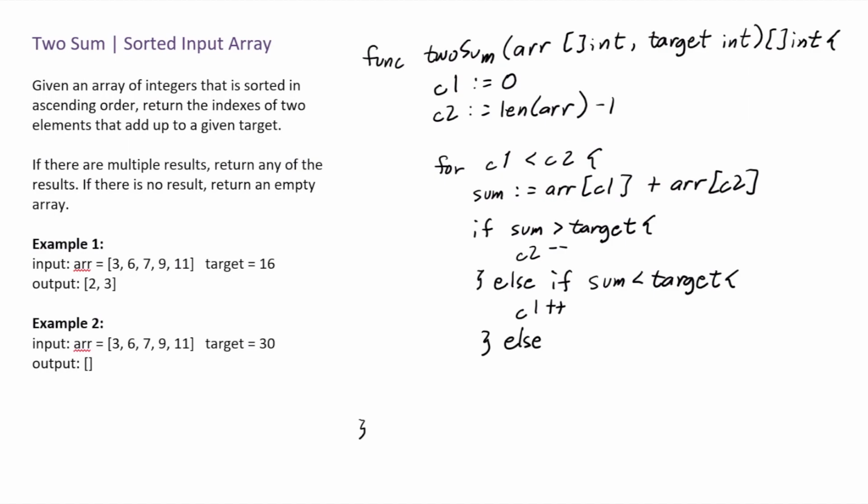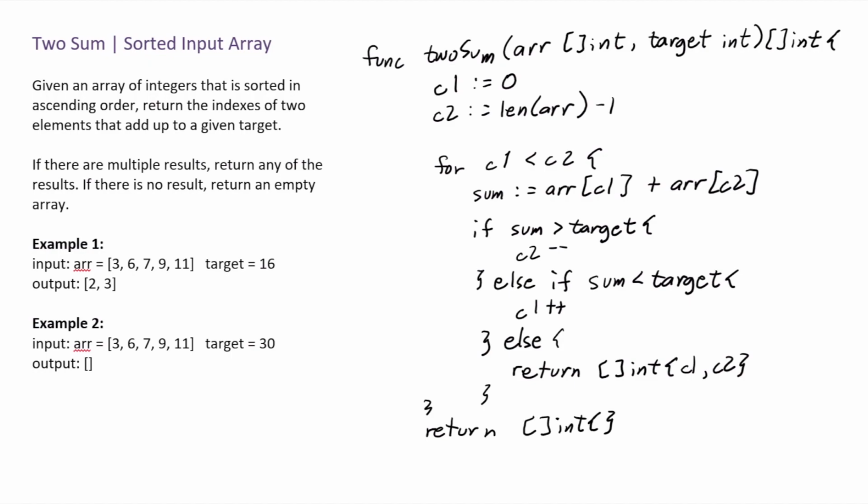Else, we have found our solution already. So return int C1 and C2. Let me just move this down. In case C1 and C2 are already pointing to the same element, then we already know that there is no solution to this problem. Then we have to return an empty slice. So int, and then just finally end that function.